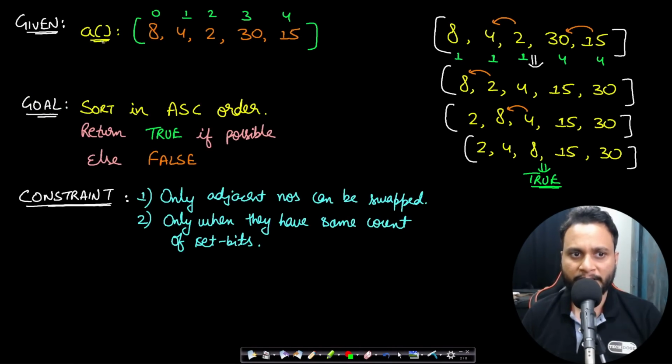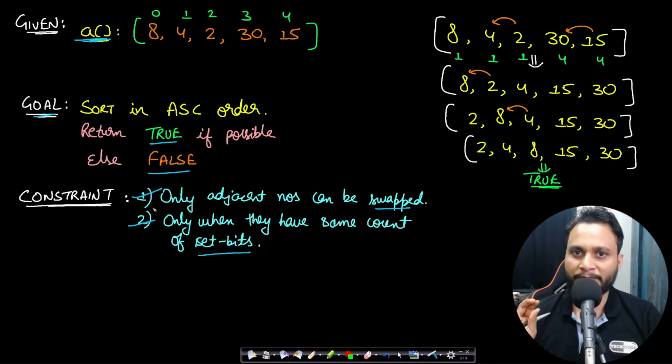In this problem, we are given an array and our goal is to determine if we can sort this array in ascending order based on two given constraints. If we can sort it, then we have to return true, otherwise we need to return false. The two constraints are, the first one being only adjacent numbers can be swapped, and the second constraint is only when they have the same count of set bits can you do the swapping between the adjacent items. Okay, so if the two items are not adjacent, you cannot swap, and even if two items are adjacent, they have to have the same count of set bits, right?